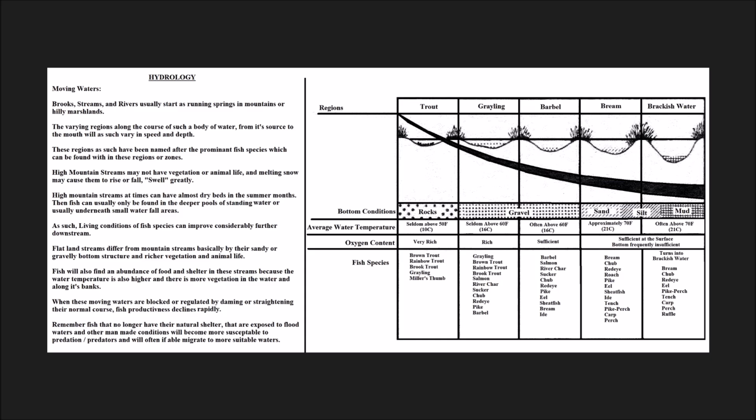These regions, as such, have been named after the prominent fish species which can be found within these regions or zones, which is this chart up here. You will also see the bottom conditions, the average temperature, the oxygen content, and what the dominant species would be found in those areas. High mountain streams may not have vegetation or animal life. May not, not will not, may not.